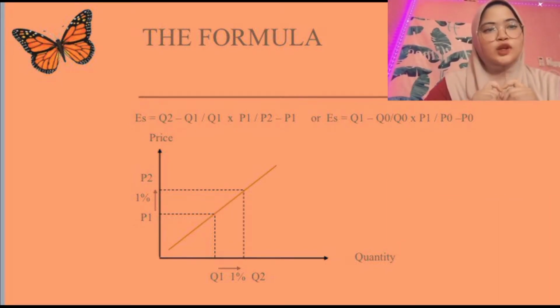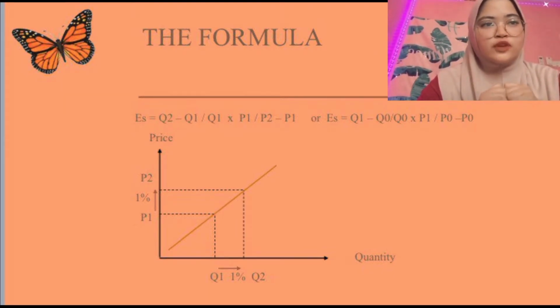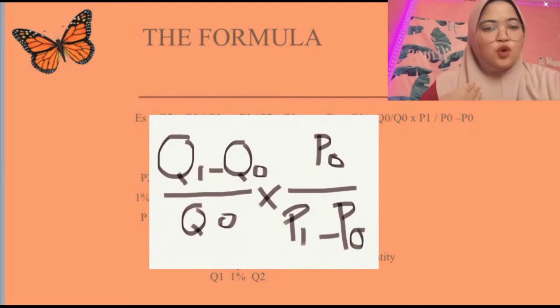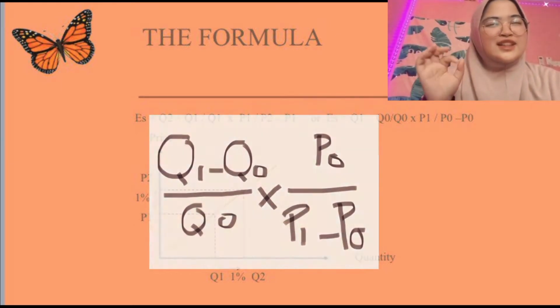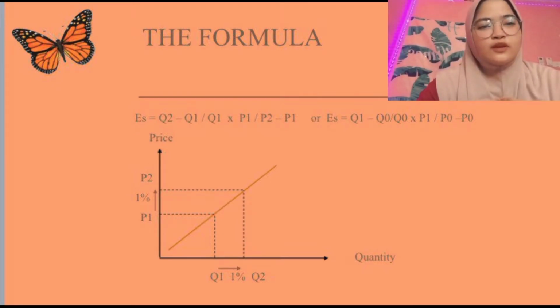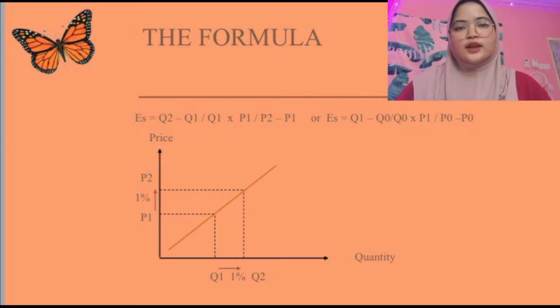I have one tip for you guys to memorize this formula. Like my old school, I'm using Q1 minus Q0 divided by Q0, multiply P1 divided by P1 minus P0, and we spell it as Kikoko Popipo. It sounds funny, but we can memorize it easily. Kikoko Popipo. So you guys practice this formula because this is important and easy to memorize. And now let's see the graph here.